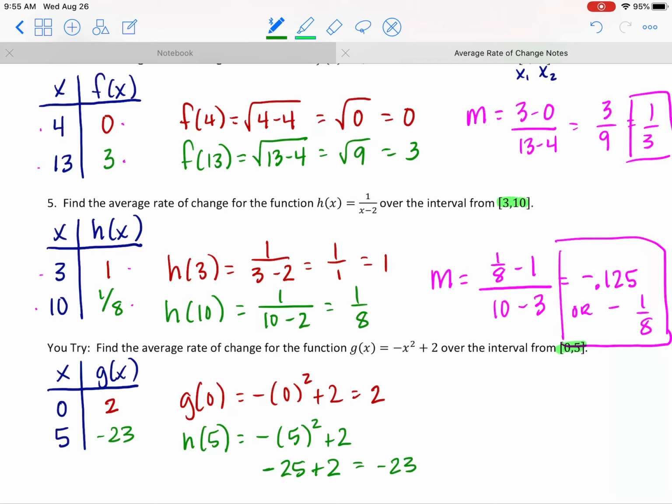Alright, now we're going to find our slope. So we have y2 minus y1, negative 23 minus 2, and then x2 minus x1, 5 minus 0, so negative 25 divided by positive 5 makes our slope a negative 5, or negative 5 over 1.